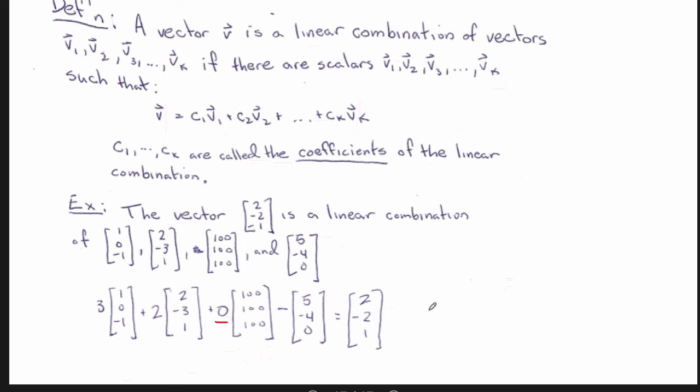So that's how we use linear combinations, and this is a more concrete example of what we meant when we talked about that. In this case, I might say this one is the vector v1, and so on: v2, v3, v4.